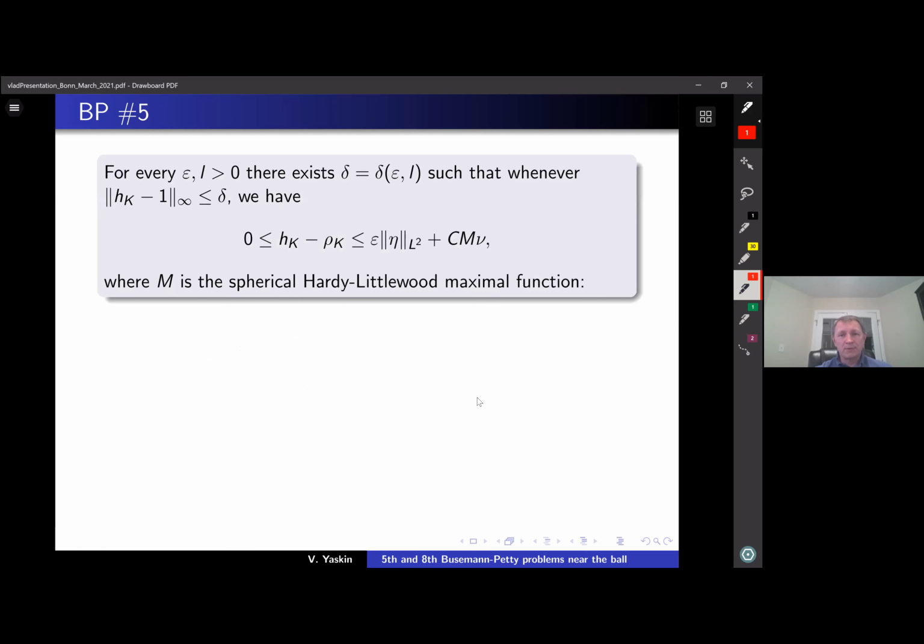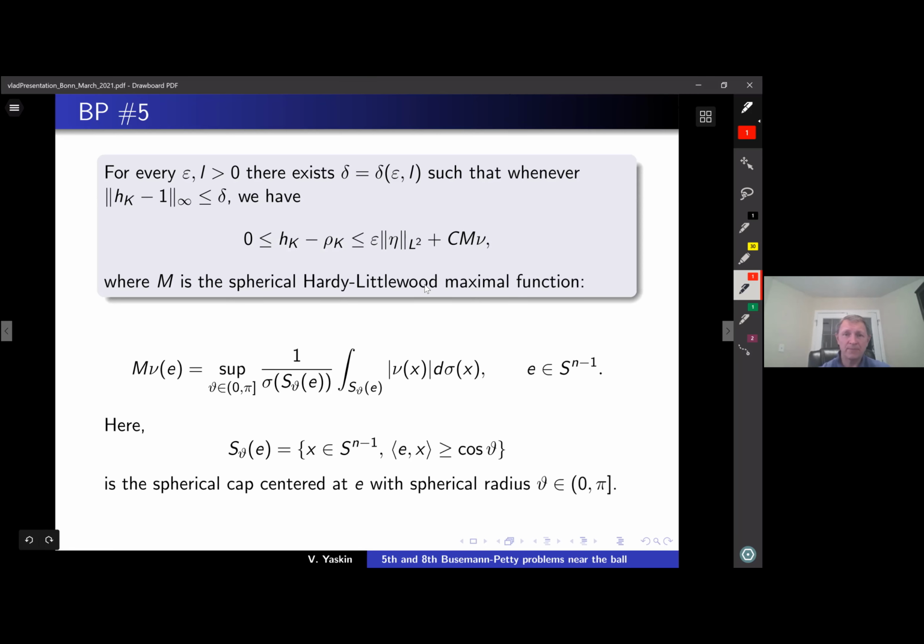We'll prove this crucial proposition that if you have any epsilon and L, then there is a delta such that if K is close to the unit Euclidean ball in the Hausdorff metric, then we have this inequality. We have this bound for the difference of h_K and rho_K. So this bound is trivial, but from above we bound it like this. So it's the L2 norm of the head times this epsilon and the maximal function of the tail.